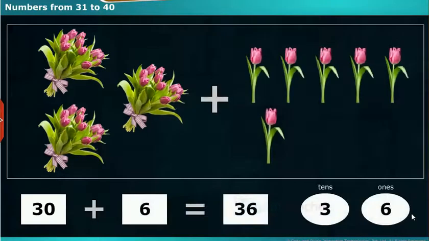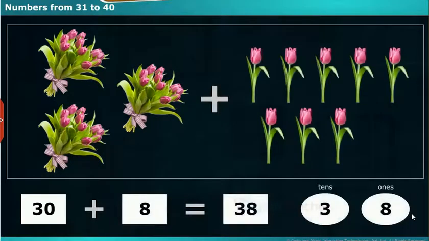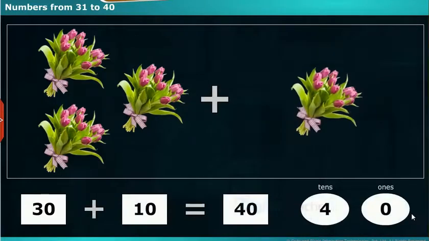30 plus 6 is equal to 36. Total is equal to 36 flowers. 30 plus 7 is equal to 37. Total is equal to 37 flowers. 30 plus 8 is equal to 38. Total is equal to 38 flowers. 30 plus 9 is equal to 39. Total is equal to 39 flowers. 30 plus 10 is equal to 40. Total is equal to 40 flowers. Finally, he made a bouquet with those 10 flowers.